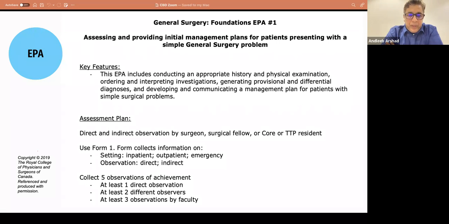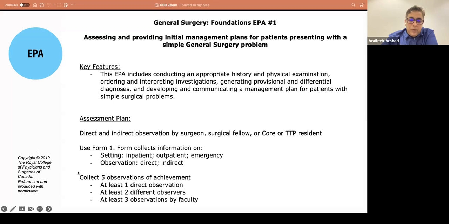So they would say, in this very EPA, it needs a direct and indirect observation by a surgeon, a surgical fellow, or a core or transition to practice resident. So we saw that in the postgraduate specialization they have these levels, which were transition to discipline, then foundation, then core. So this EPA can have a direct observation and can have an indirect observation also, by a surgeon or a surgical fellow in that rotation, so somebody who is doing a subspecialization, or by a senior resident also, who is at the level of core or transition to practice. Transition to practice is the topmost stage, and then they become specialists, right?